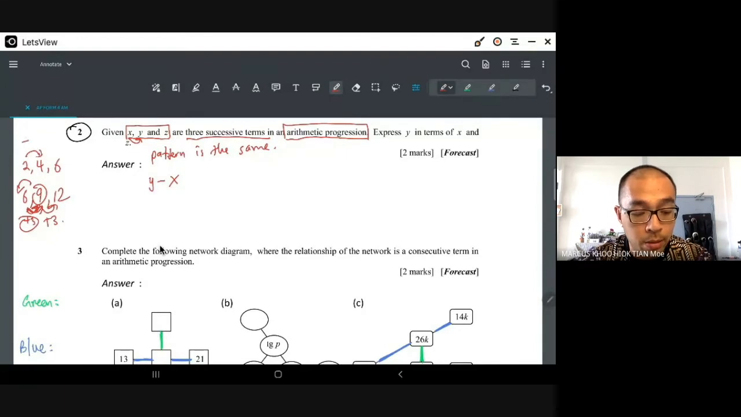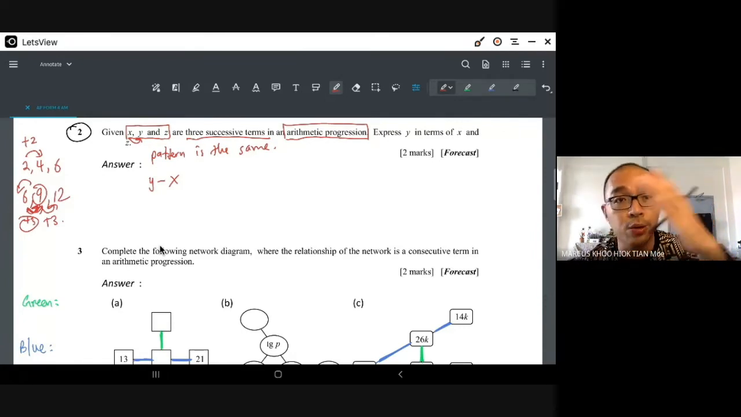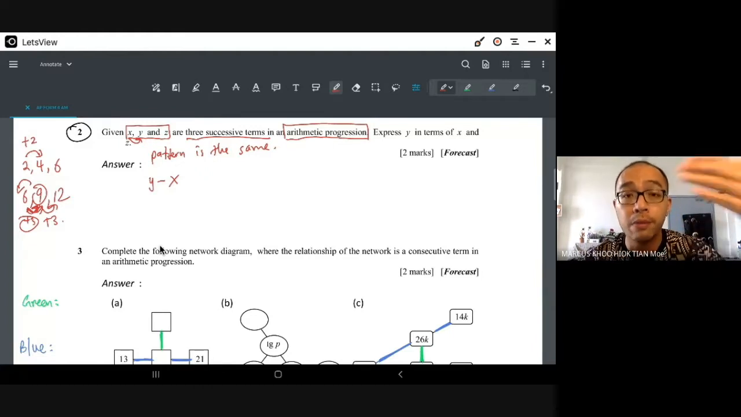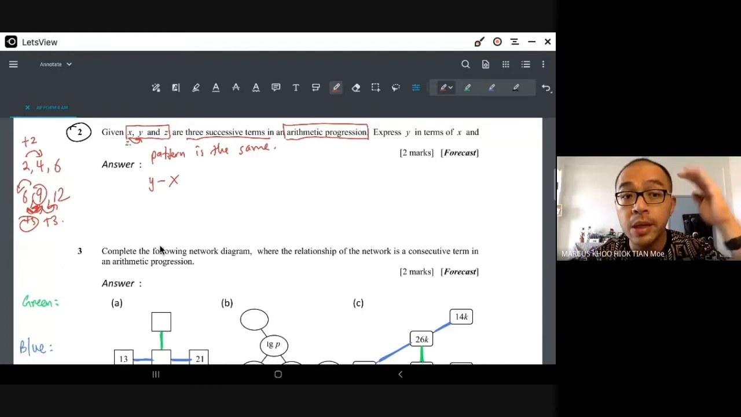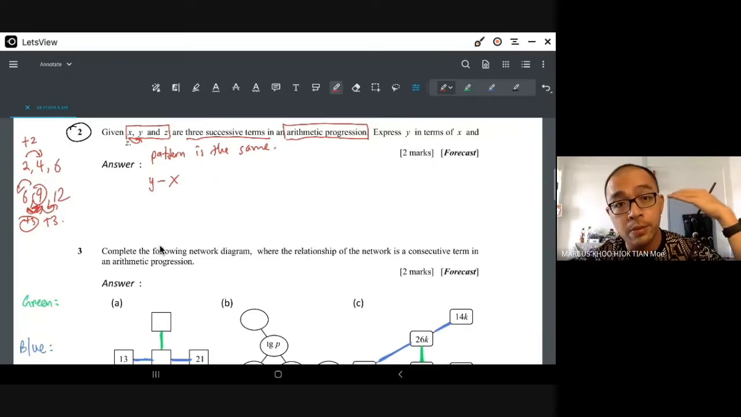This one is plus 2. You can see the logic, plus 2. But actually how do you know it is plus 2? It is 4 minus 2. That's how you get the pattern. It's the one after minus the one before. Always. Doesn't matter whether it is increasing or decreasing, the one after minus the one before.